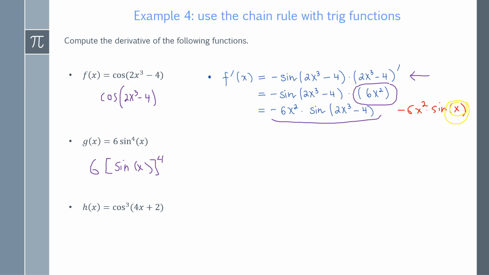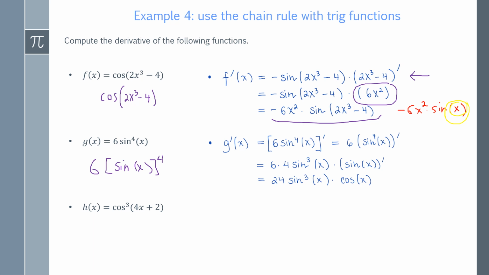So what do we have here? We have the power function as the outer function and sine as the inner function. Okay, how do we compute the derivative in this case? Here is the solution. So g prime is the derivative of 6 sine to the 4th of x. Okay, I'm going to pull the 6 out. Okay, that's one of the rules that we know we can do. And now I'm applying the power rule first. So 4 times sine of x cubed times the derivative of sine. Okay, we know what the derivative of sine is. That would be positive cosine.